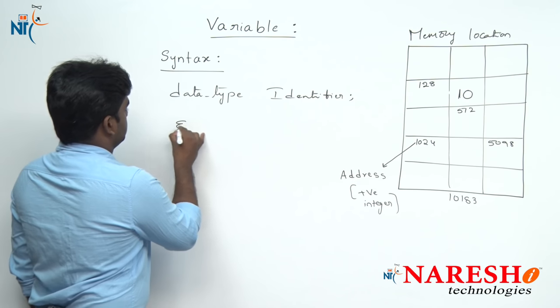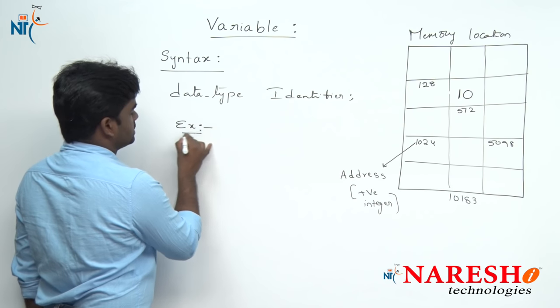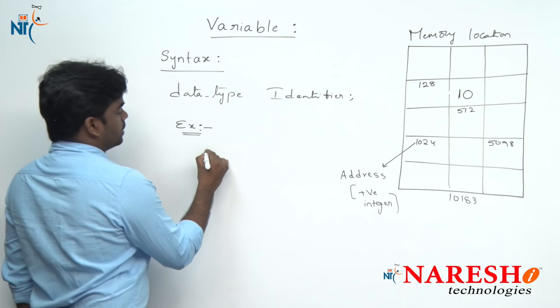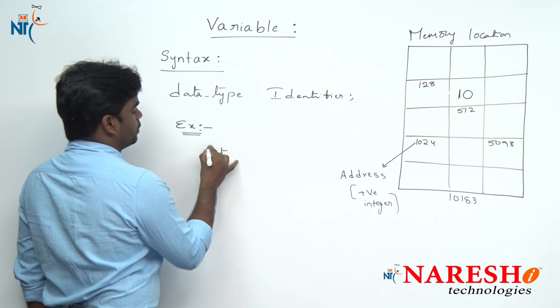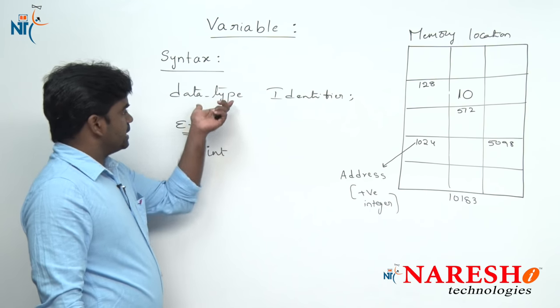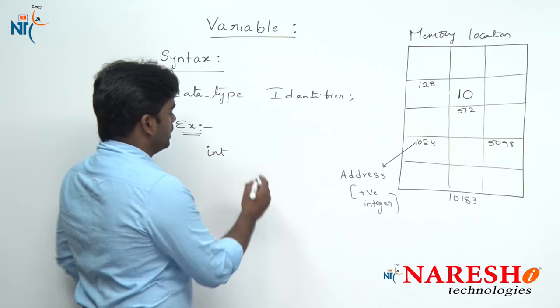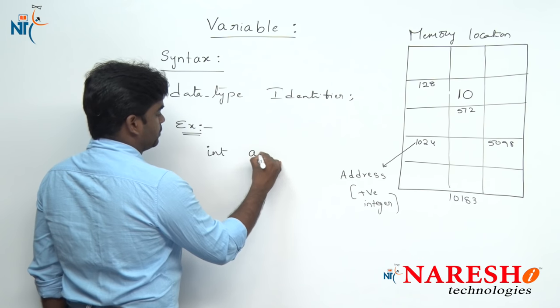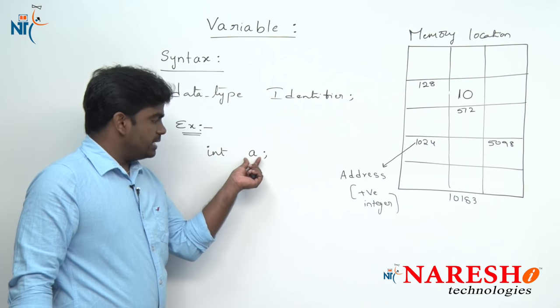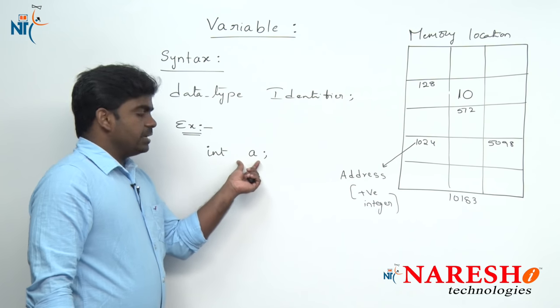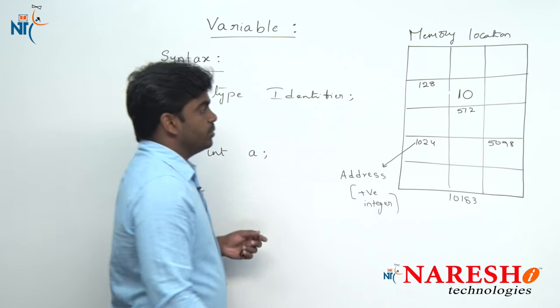One example: data types we'll discuss briefly in the coming concepts. Here it is integer, as of now we know. Integer is a data type. And for the variable name, you can set any name, for example, A. Here A is an identity. So whenever you declare a variable, it gets memory allocation.